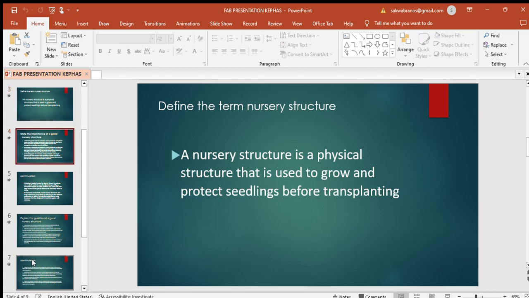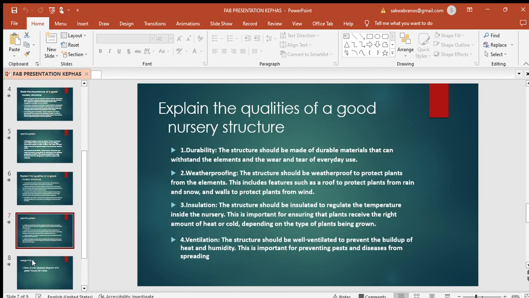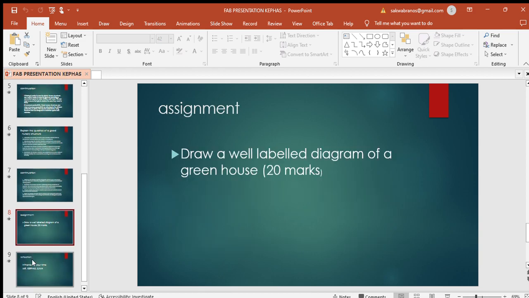I see you've all understood what I taught, and with me here I have an assignment, and the assignment should be handwritten, and make sure you hand it over come the next lesson. The assignment, as you can see at the end of your screen, is to draw a well-labeled diagram of a greenhouse. Make sure you draw and label it well. This is your first cut of this term.